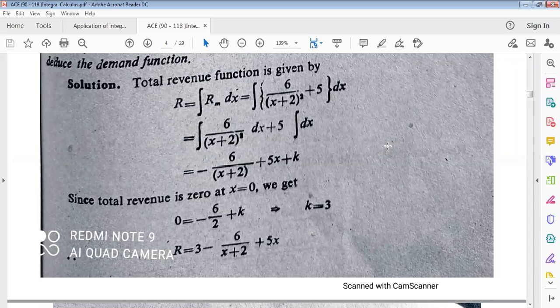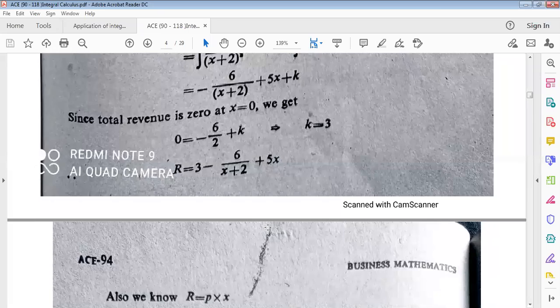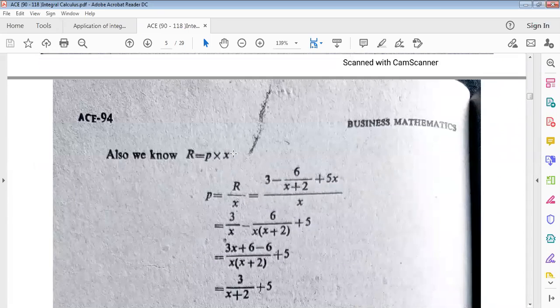So r equals, we get this k equals 3, minus 6 divided by x plus 2, plus 5x. This is the total revenue. Understand? Total revenue. So we have found the revenue. Also we know that r equals what? Px, where p is the demand or price, and x is the total number of units. This is the formula of revenue.